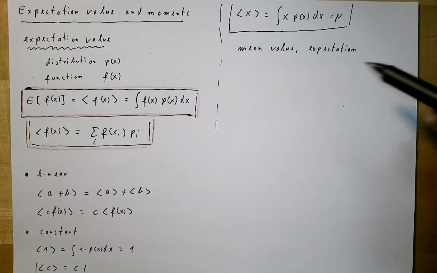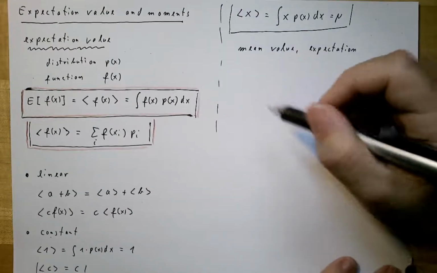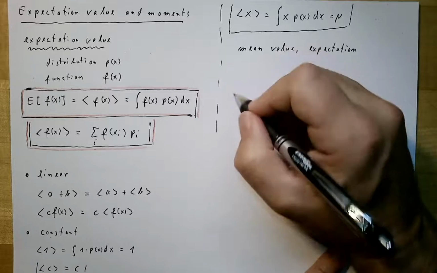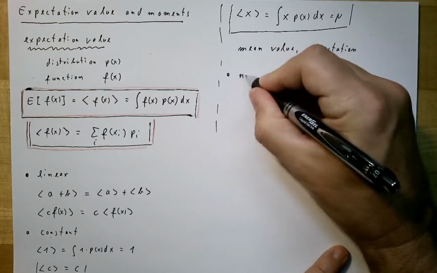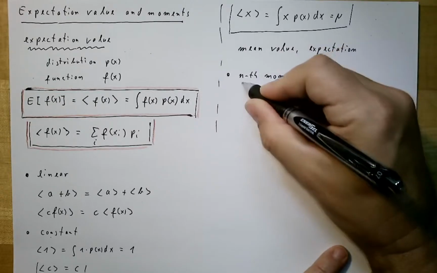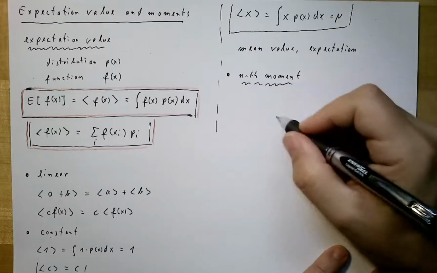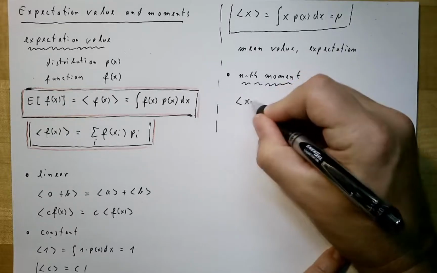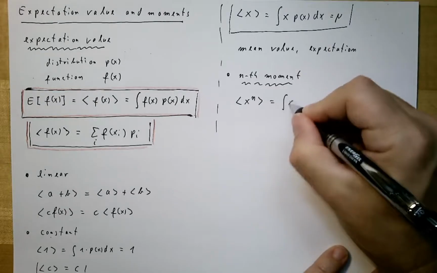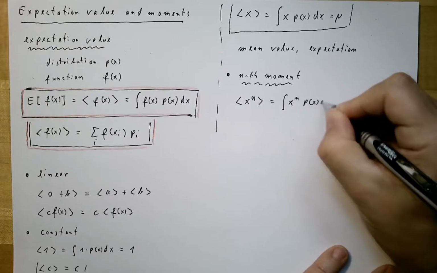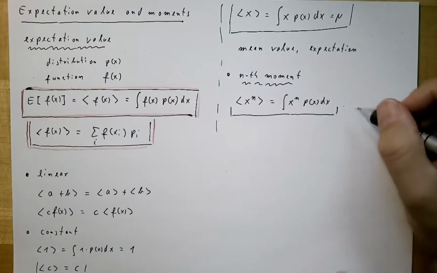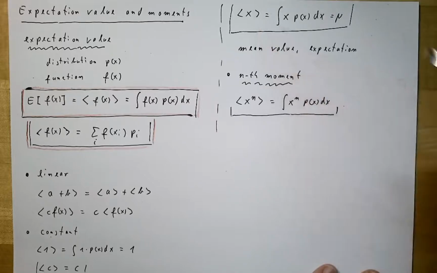Yeah. And now we have done this. So what can we also do? We can calculate moments of a distribution, the nth moment. What is this? That's just the expectation value of the variable x to the power n. So in this integral, x to the power n p of x dx. And you see the mean value is just the first moment.